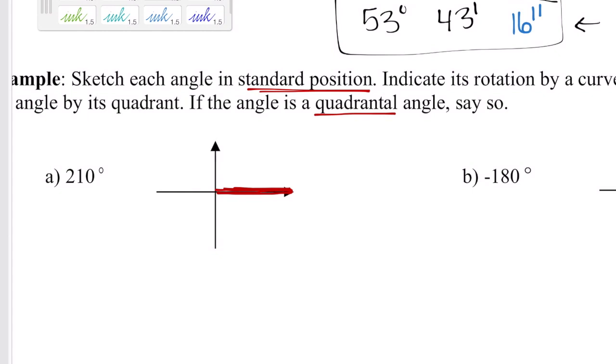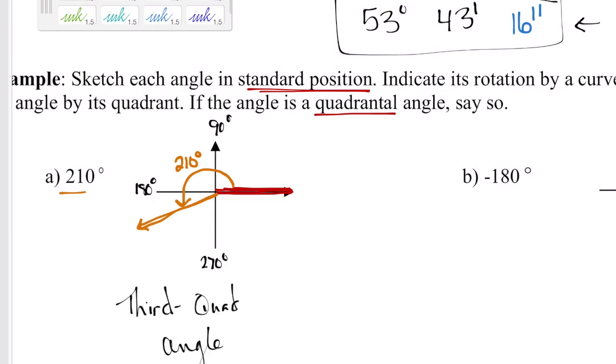So then here, 210. I know again that we have 90 degrees here, 180 there, 270 here. So I know that it's going to be somewhere in the third quadrant because 210 is in between 180 and 270. It's closer to 180 than it is to 270, so I'm going to show that. It's positive, so I know I'm going counterclockwise. So this is my 210 degrees. And because we end up in the third quadrant, this is a third quadrant angle. And then we're done.